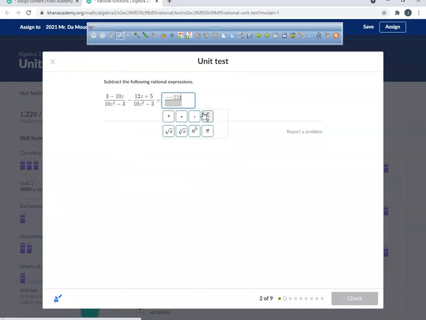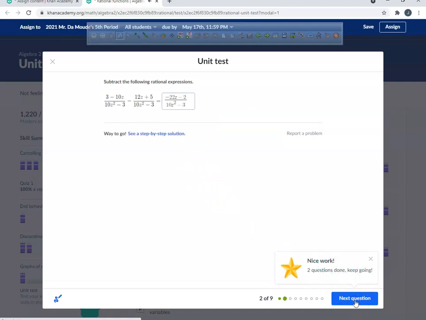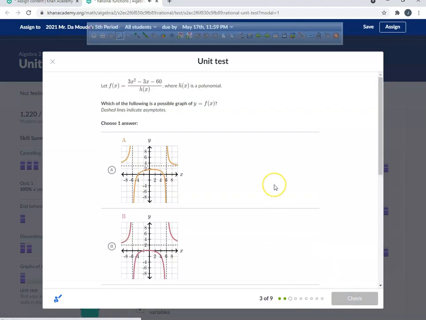Negative 22z. Whoa, negative. Sorry, that would have been bad. Negative 22z minus 2. Is that what we got right there? All over 10z, I got to make the little squared thing right here, squared minus 3. All right, let's see. Hey, 2 in a row. Sweet. Oh my goodness gracious.